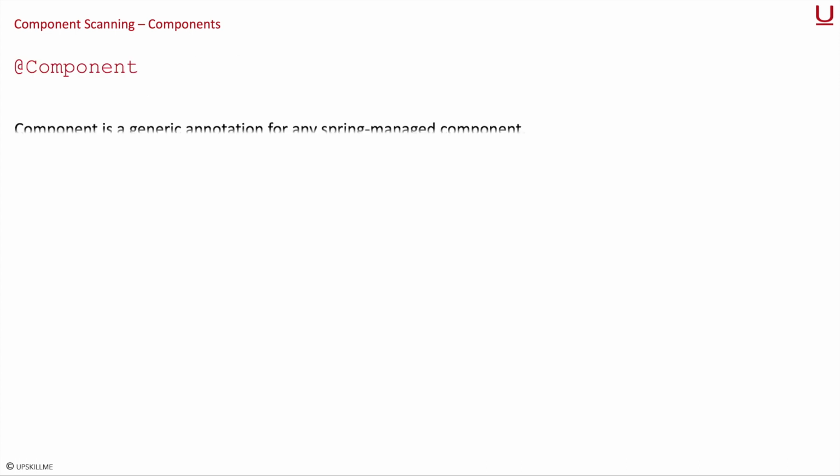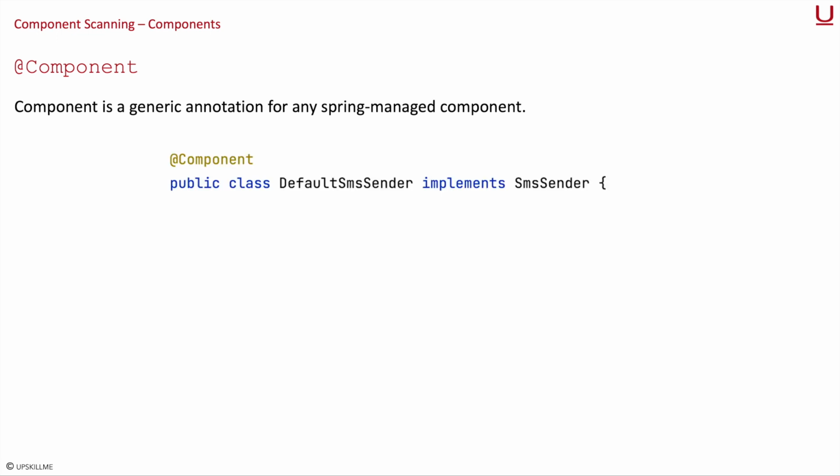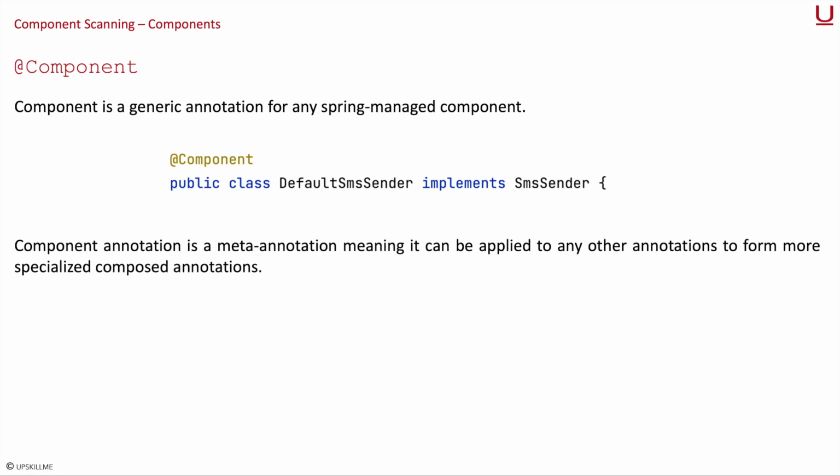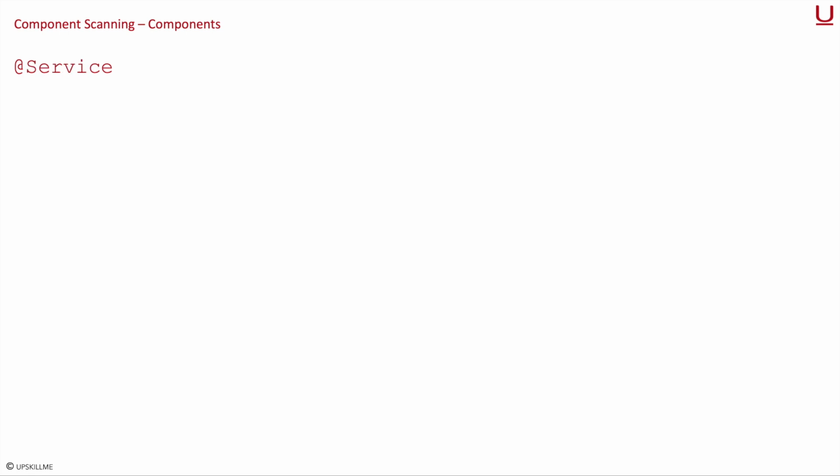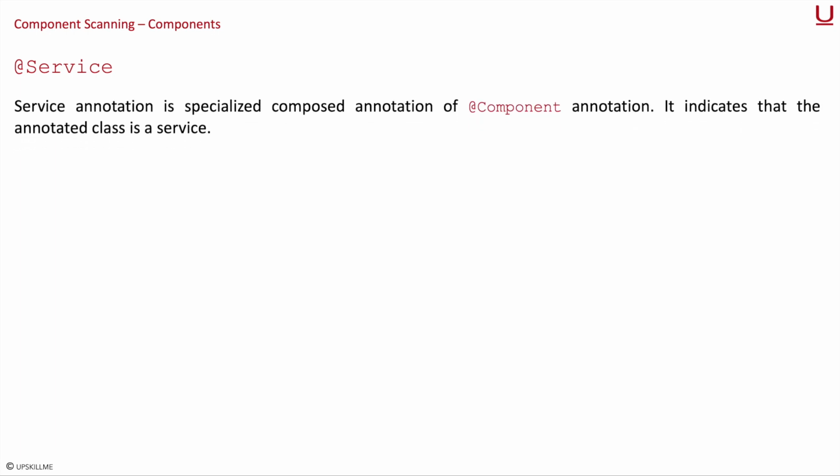Component is a generic annotation for any Spring managed component. Component annotation is a meta-annotation, meaning it can be applied to any other annotations to form more specialized composed annotations. Service annotation itself is marked with component annotation. Service annotation is the specialized form of component annotation. It indicates that the annotated class is a service.